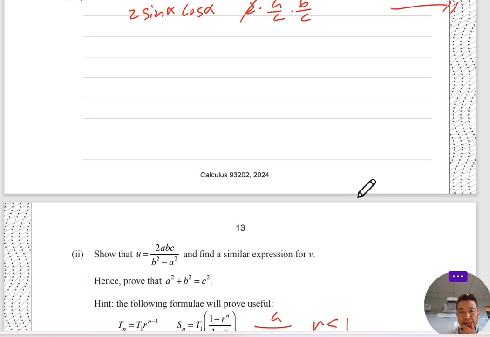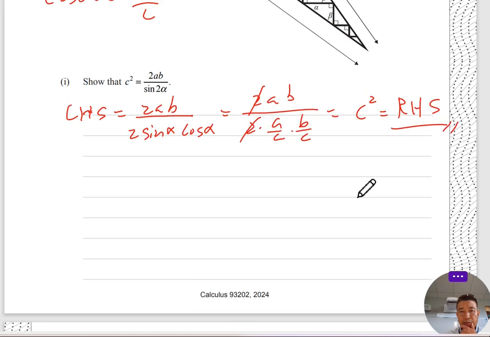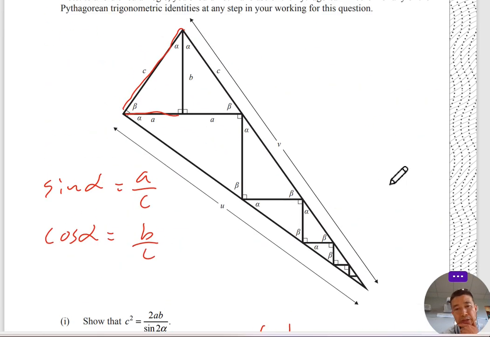Anyway, to find the u first, say this is T1, T1 is better, then T2, T3, and so on, right? Then you have to add them up to find the U. In a similar way, you find the V.